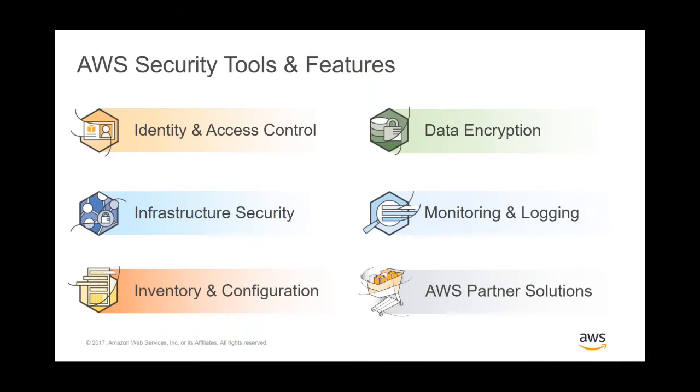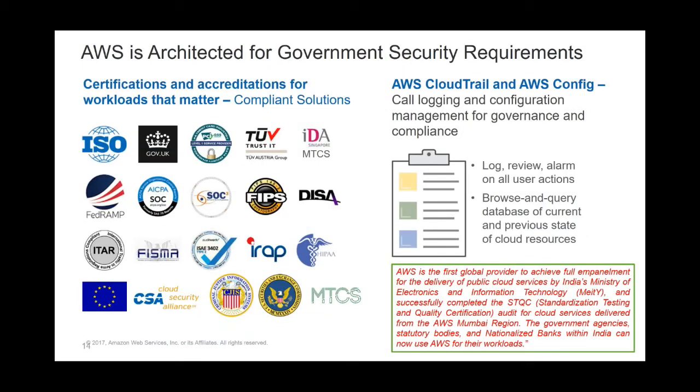More importantly, on the security aspect, to ensure that we are as secure as possible and to meet the needs of most security-sensitive organizations, like in India, we not only rely on our own internal audits, but we also rely on proven industry standard audits. In fact, in India, AWS is the first global provider to achieve full empanelment for the delivery of public cloud services by India's Ministry of Electronics and Information Technology, and also successfully completed the STQC audit for cloud services delivered from the AWS Mumbai region.